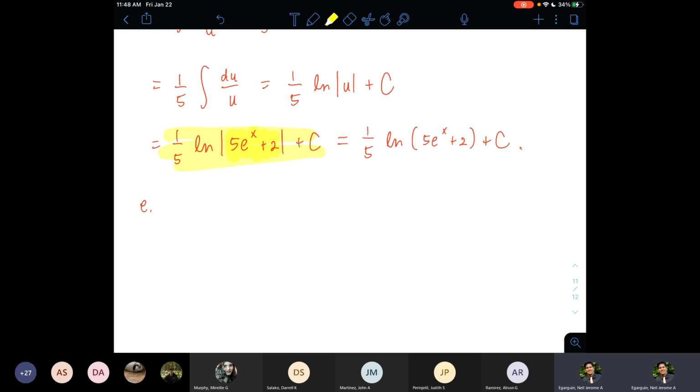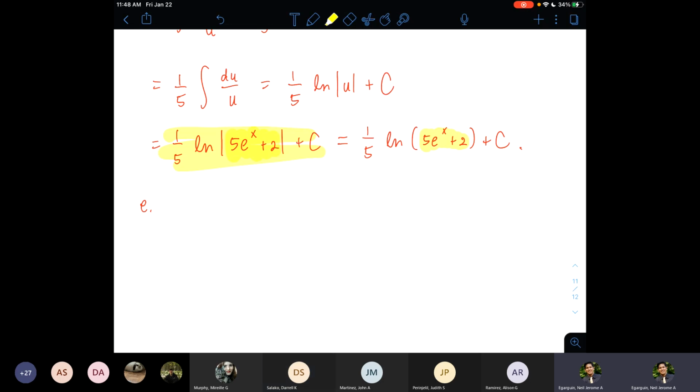And note that 5e^x plus 2 is always positive, because e^x is always positive. Multiply it by 5, it remains positive. Add 2 to it, it will still be positive. So 5e^x plus 2 is always positive, so its absolute value is simply itself. But if you don't want to go through that kind of analysis, or you don't want to bother doing that, you can keep the absolute value bars there. It's perfectly fine.